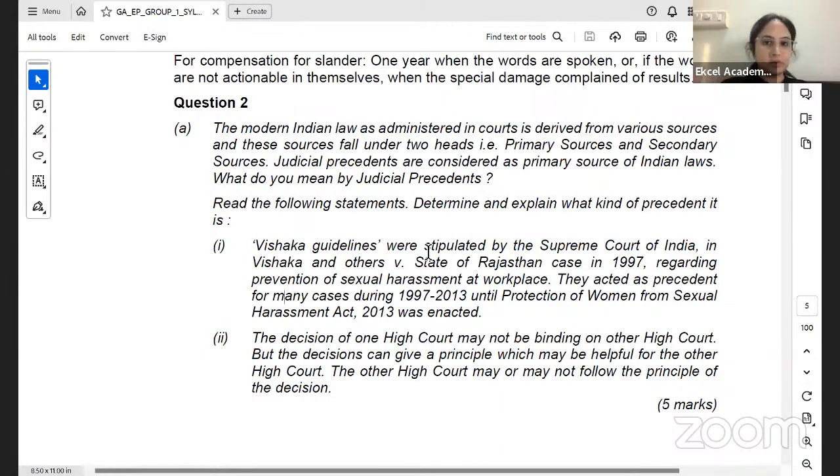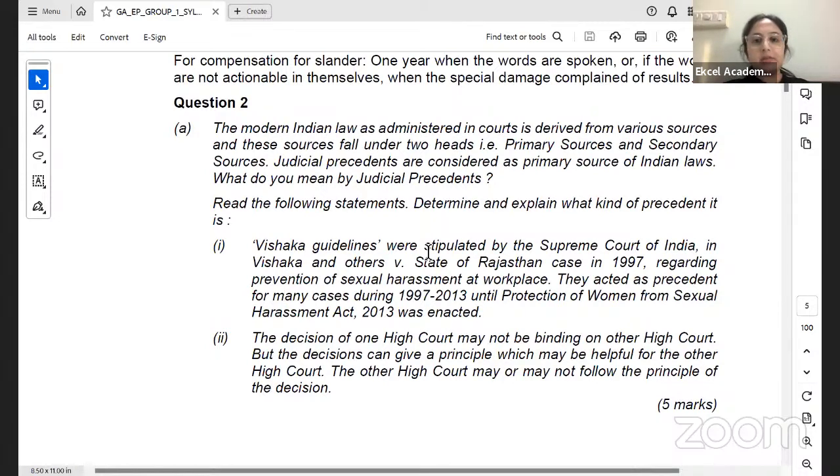Properly, you have to explain what is judicial precedent. Then, okay, so we have analyzed that part. That is in A, the first part we have analyzed. Next, read the following statement. So they have given two statements. You have to read and explain what kind of precedent it is. So they have given you two situations or two statements. You have to read and understand what kind of precedent it is.